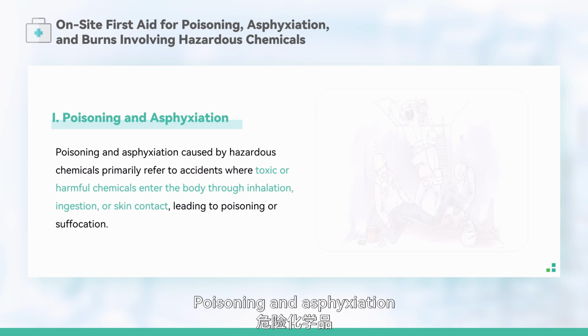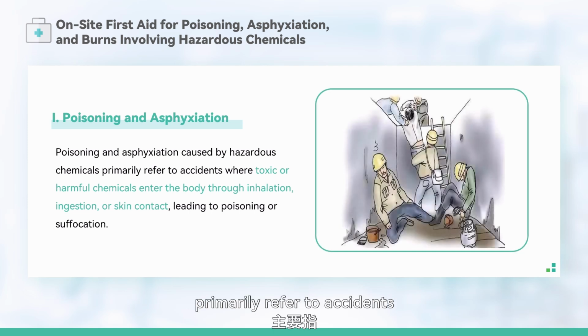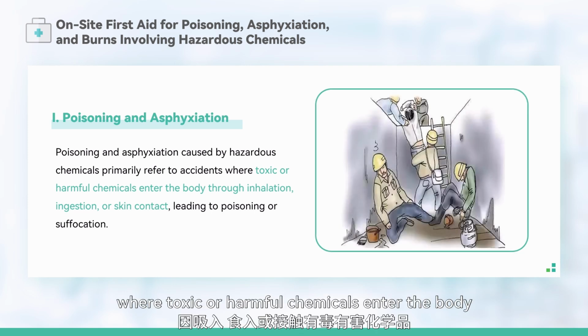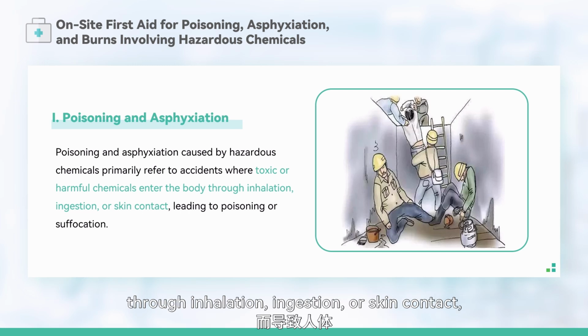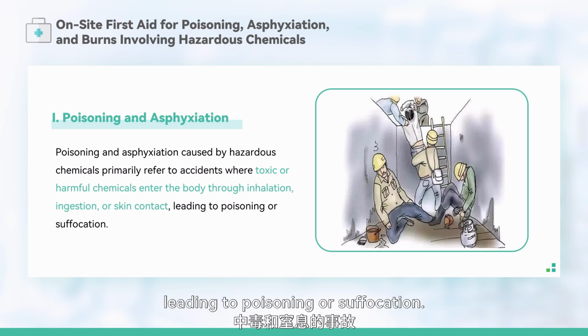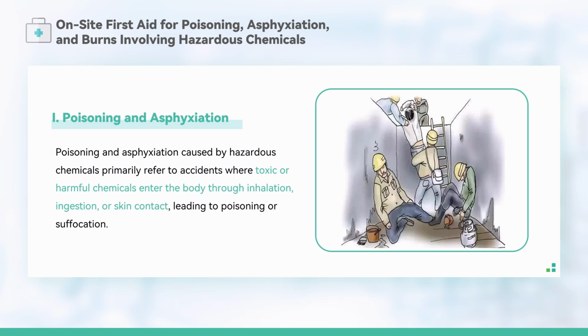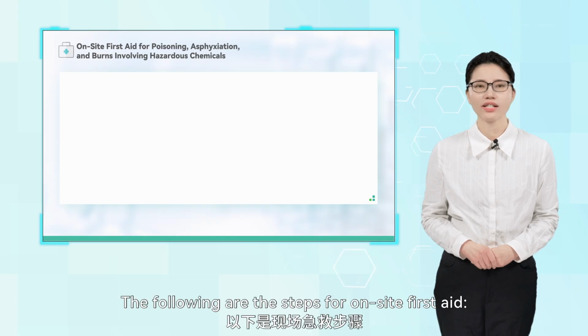Poisoning and asphyxiation caused by hazardous chemicals primarily refer to accidents where toxic or harmful chemicals enter the body through inhalation, ingestion, or skin contact, leading to poisoning or suffocation. The following are the steps for on-site first aid.